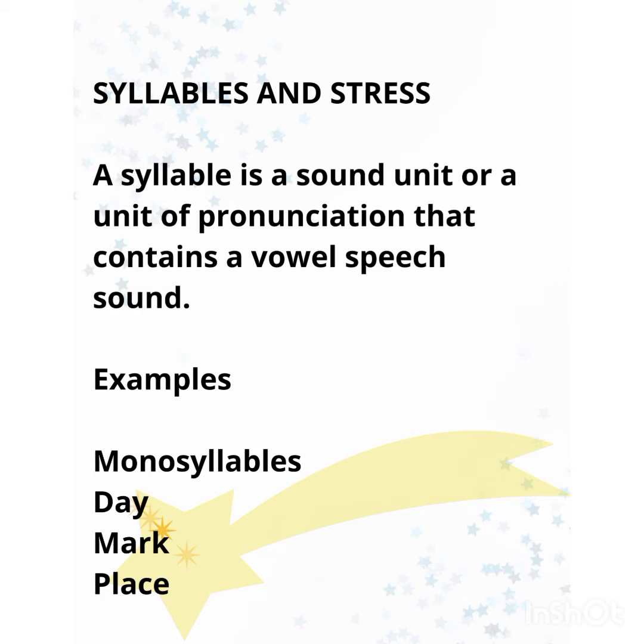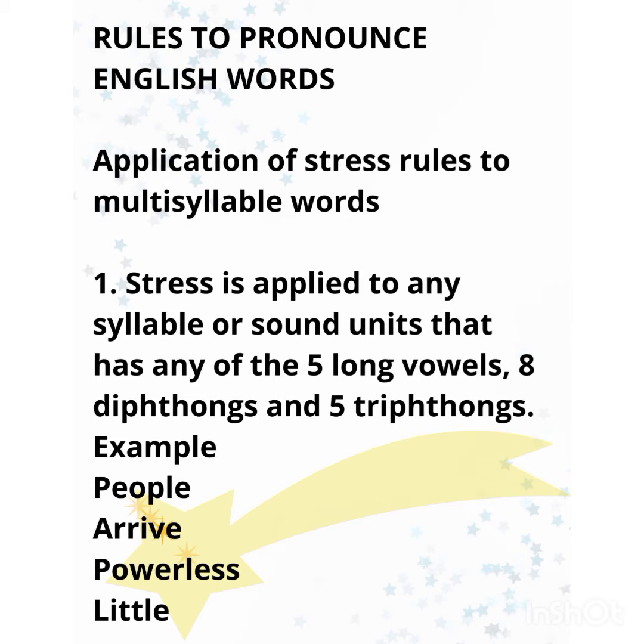This is the segment where we talk about the stress, the rules to pronounce English words. Everything comes with a rule, so does pronunciation of English words too. So we're looking at rules to pronounce English words. There is the application of stress rules to multi-syllable words. Remember when we took syllables, we said that multi-syllables have one particular unit stressed and then the others are weak. So these rules to pronounce English words will tell us where to apply the stress in a multi-syllable word.